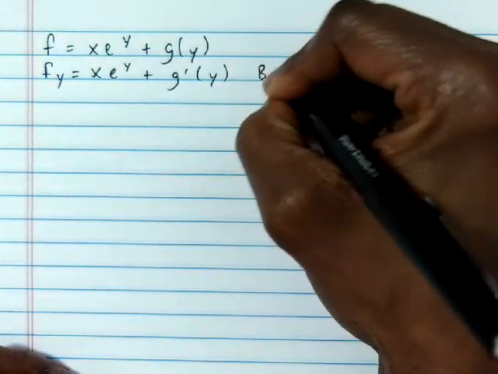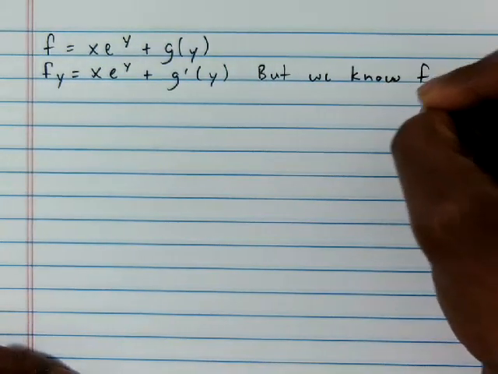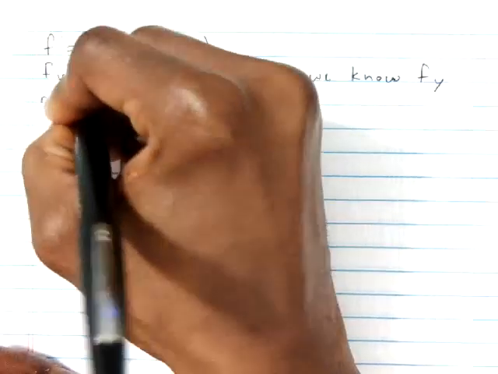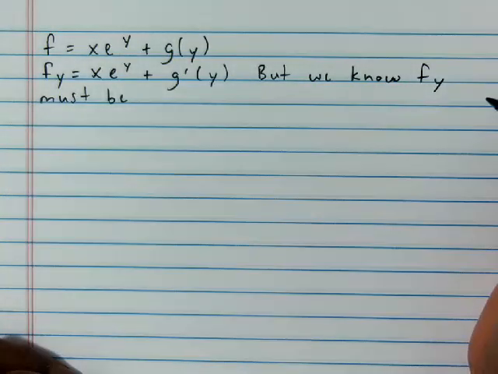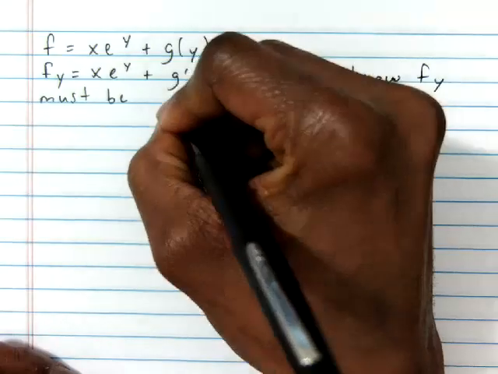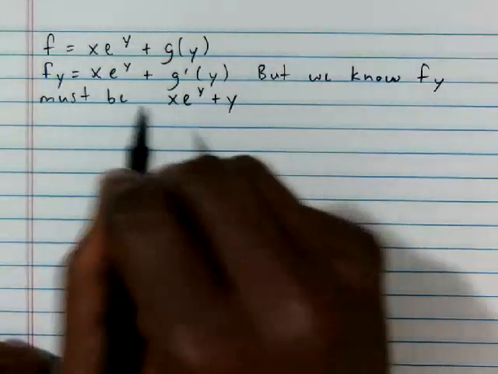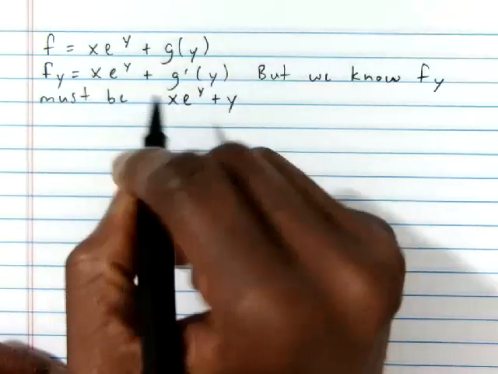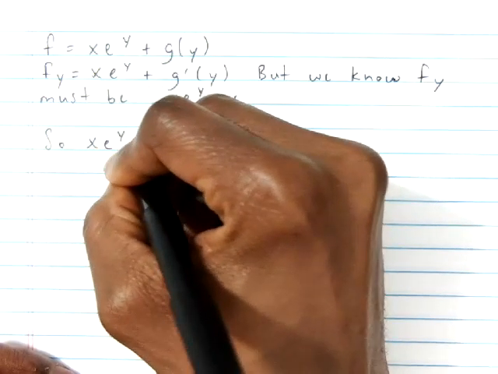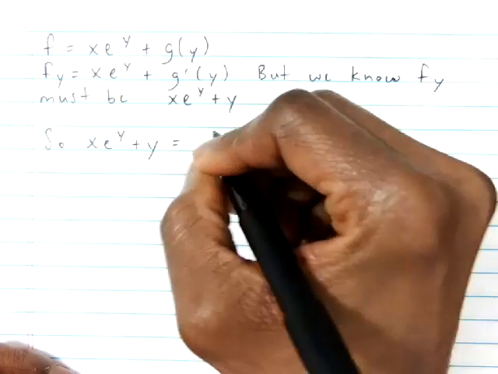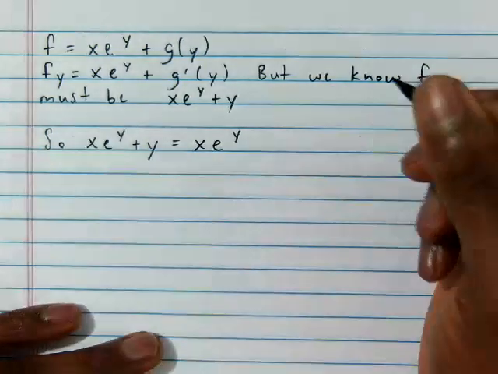But we know f sub y must be something. What do we know it must be? x times e to the y plus y, because that's what we had from the very beginning. So we're going to set this equal to this. So x times e to the y plus y has to be equal to x times e to the y plus g prime of y.